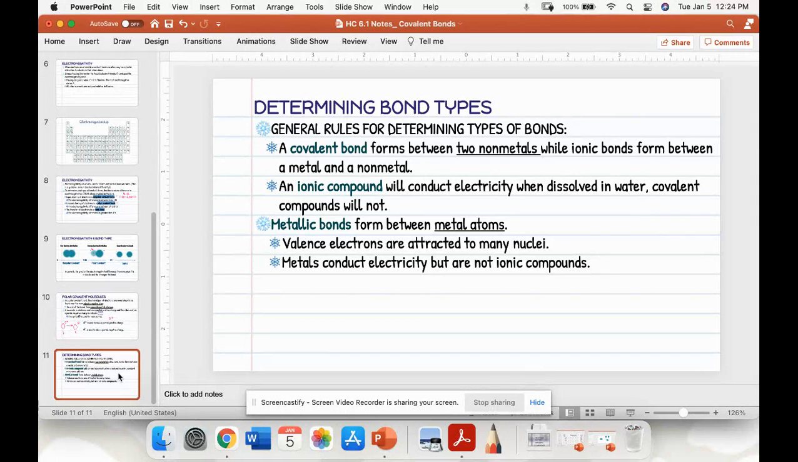Ionic compounds form between one metal and one nonmetal, so something from the left side of the periodic table and something from the right side of the periodic table. Those are very strong bonds. And then metallic bonds are formed between two metals, so two things from the left side of the periodic table. Often it's the same element, like gold and gold, or magnesium and magnesium. Sometimes it's not, though, but we don't get too much into those. So that is 6.1.